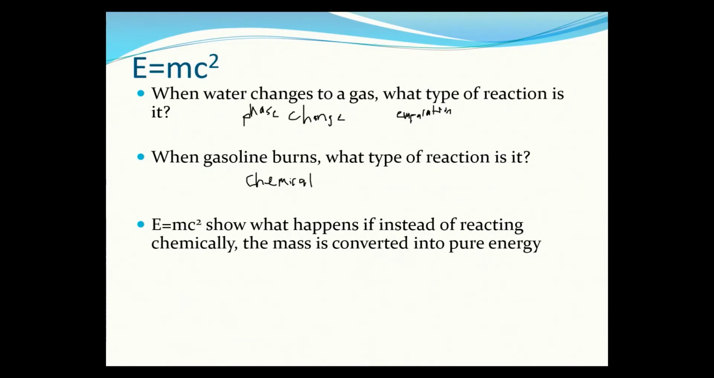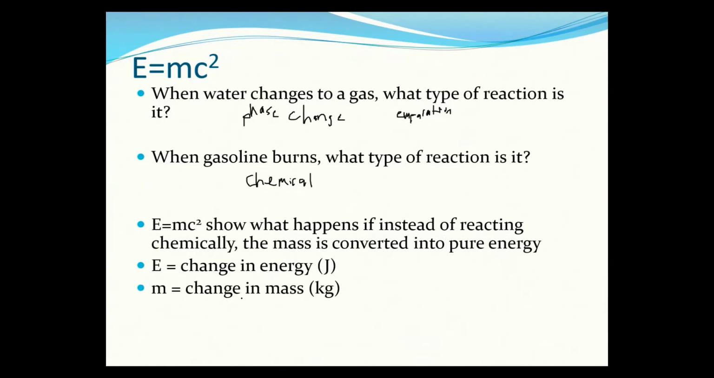So E equals mc squared shows what happens instead of reacting chemically: we convert our mass into pure energy. With E equals mc squared, E is the change in energy, m is our change in mass, and c is the speed of light. That's a constant, and this is in our data booklet as well. So let's do an example.